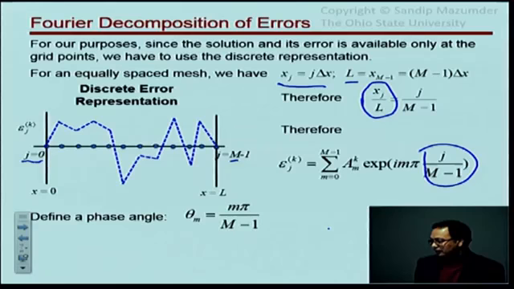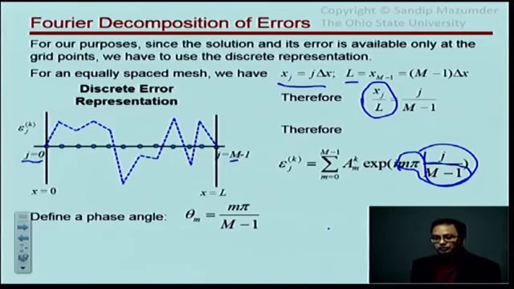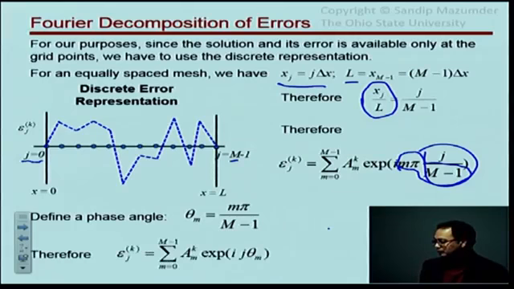And we're going to use another notation, the phase angle, which we are going to call theta_m, equal to m pi over m minus 1. That's basically right here. So club that into a theta_m so that our series becomes a_m exponential of i j theta_m.